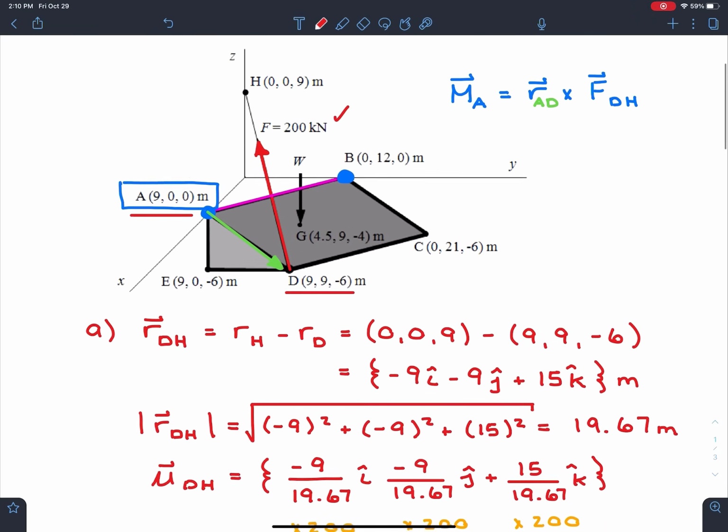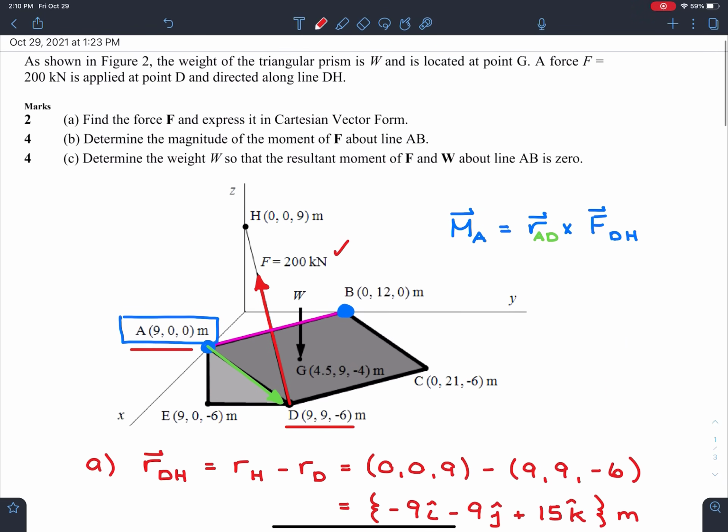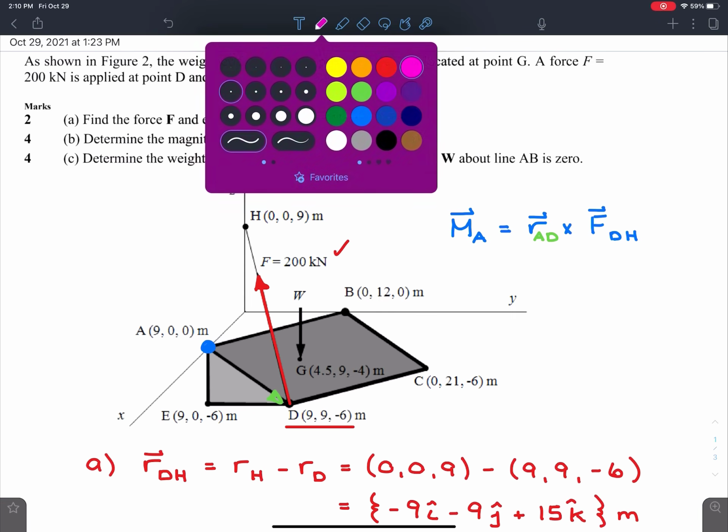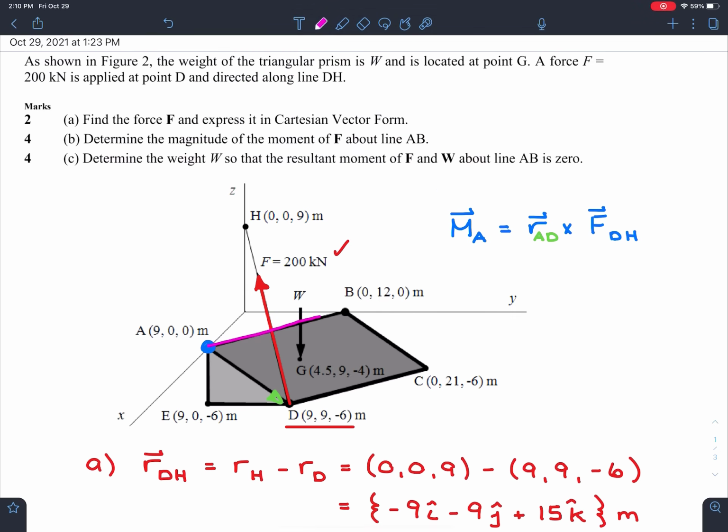So we're going to come up to the top here, and I'm going to erase a couple things so we can start talking about what we have. Don't need this. I'll go back to pink. Remember, we wanted the moment about this line AB. And at this point right now, we now know the moment at A. So we basically have the moment vector.